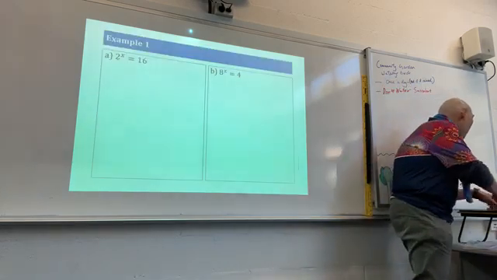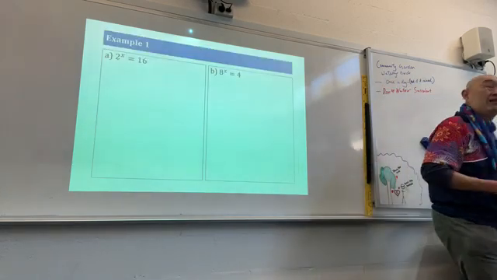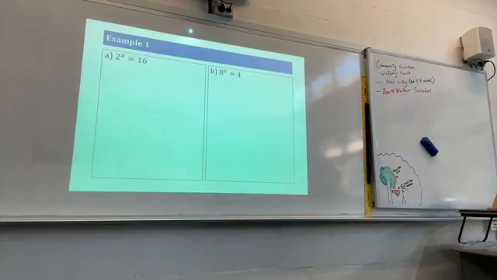Now, we're going to talk about something like this. An example like 2 to the power of x equals 16. How would you solve for x? You go to the 16. 2 to the power of 4. x equals 4. Are you sure, 2 to the power of 4?